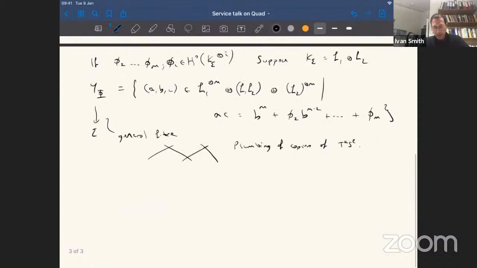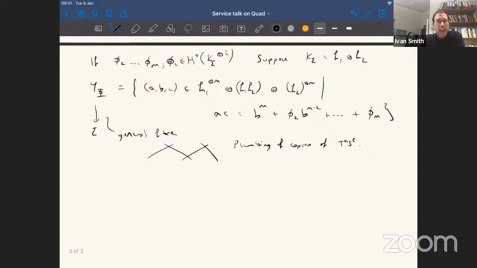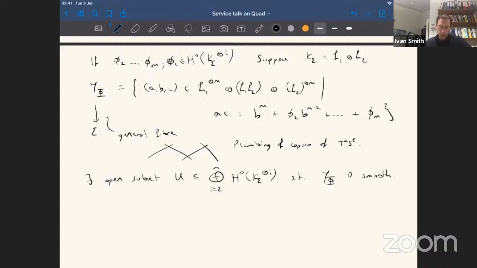So one could again think about, say, the compact Fukaya category of this space Y. So there's an open subset U inside the vector bundle in which this Y is smooth. Okay, and this is viewed as a vector bundle over the moduli space of curves.